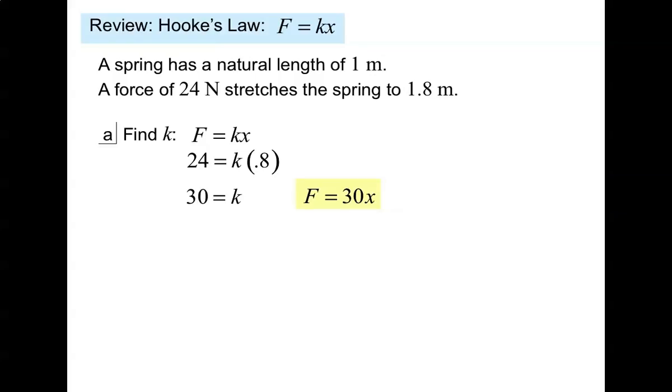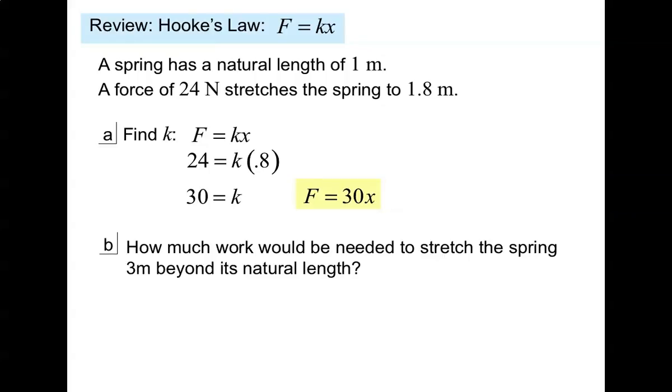Then the question is, and normally this would have been asked earlier in the original problem, how much work is needed to stretch the spring 3 meters beyond its natural length? They could have asked the same question and said how much would be needed to stretch the spring out to a length of 4 meters? Because that's really what we're doing, right? It starts at 1, we stretch it out to 4, we've really stretched it 3. But they said stretch it 3 beyond its natural length.